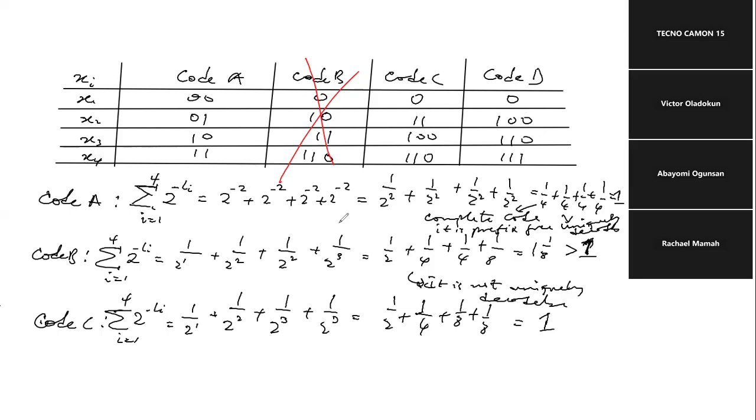Now let us look at this code. We see that this code satisfies the Kraft inequality, but it is not an instantaneous code. It is also not prefix-free because 1 is a prefix of S4. So although it satisfies the Kraft inequality, it is not uniquely decodable.